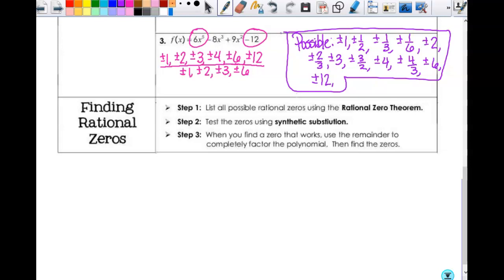All right. So now here's how we're going to use this to find the rational zeros. Step one is to list all possible rational zeros like we just did using the rational zero theorem. Then we test the zeros using synthetic substitution, and the remainder theorem, or the factor theorem, is going to help us there. Then when you find a zero that works, we use the remainder to completely factor the polynomial. Then we find the zeros. All right, so let's flip this over and let's try that.